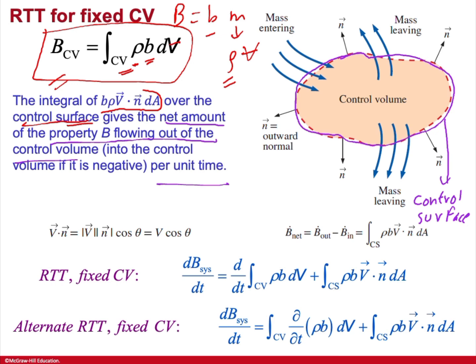So this net flux of this extensive property B is given by this expression, or what we found in the previous slide, of B dot out minus B dot in, and that can be given by this integral here, where V dot n over this area gives you the flux of this quantity B. So V dot n means just the velocity normal to the surface at any given point. So it's the normal component of the velocity locally at that point.